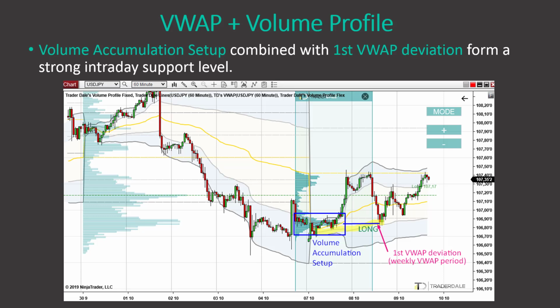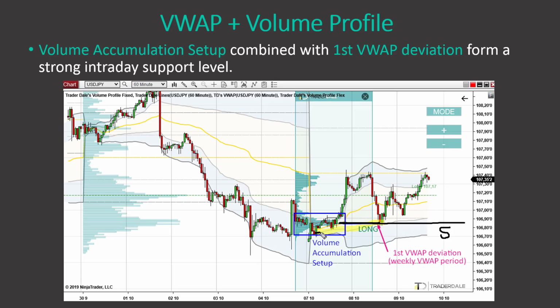So let me delete that and let's have a look at where the volumes were the heaviest in this volume cluster. In here, at this place, right? This is where the volume profile is the thickest. This is the most significant place. So based on the volume profile logic, this should work as a support. Now let's have a look at the VWAP and the deviations.